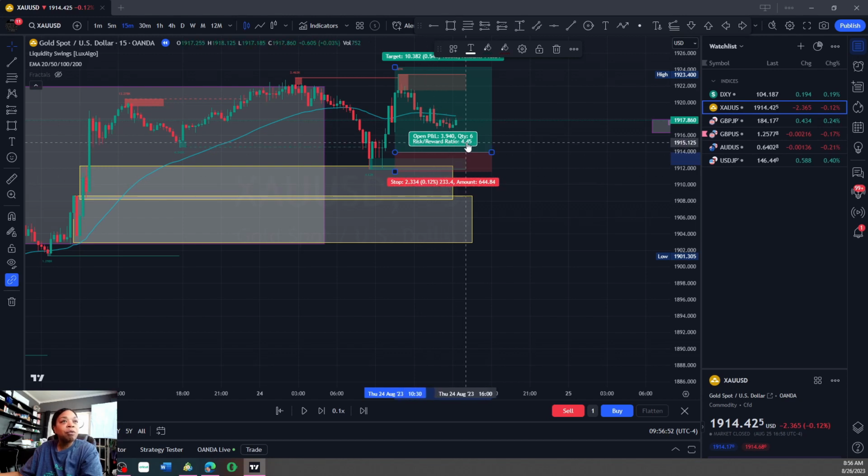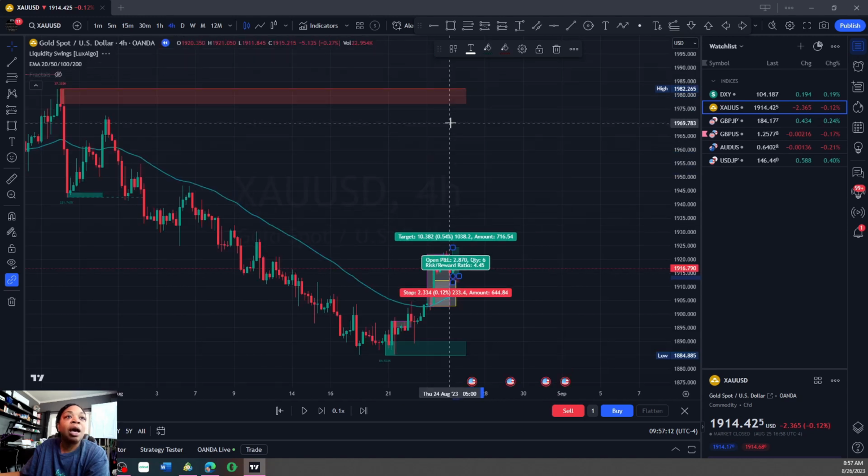But that would have been a pretty decent trade for someone. It's almost a 1 in 4. So stop loss is only 2 pips, and your target is 10. So depending on how deep in the game you are, or the size of your account and your leverage, that was a potentially good trade. Let's look at how it looks on the higher time frame. Taking this off.